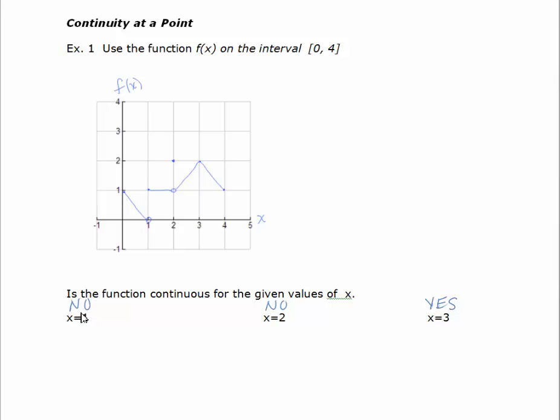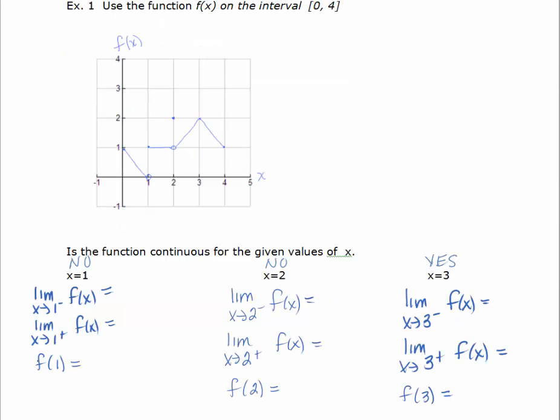So if you had x equals 1, you had no, x equals 2, you had no, and x equals 3, you had yes, then you're correct. But I want to discuss, using calculus, why these functions are discontinuous or continuous at these values. So at x equals 1, what I want you to do, I'm going to have you evaluate the limit and the function at these points. So pause the video and evaluate the one-sided limits and the function value for each of these values of x, and then start the video again to check your answers.